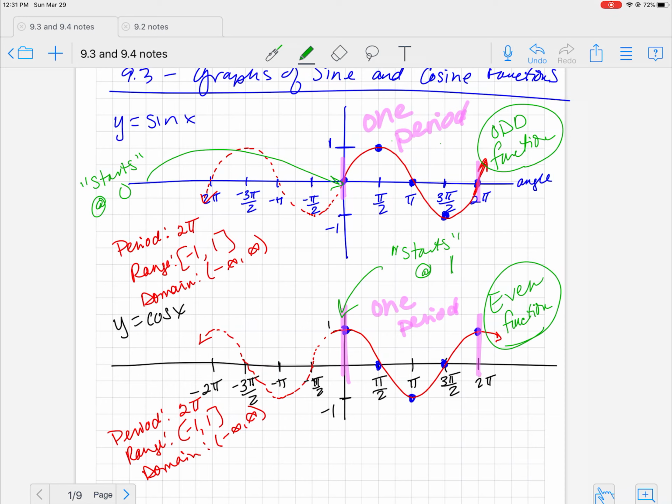That's going to make more of an impact later, but it's good to just put it out there right now. All right. So sine is an odd function, and cosine is an even function just because of its symmetry.